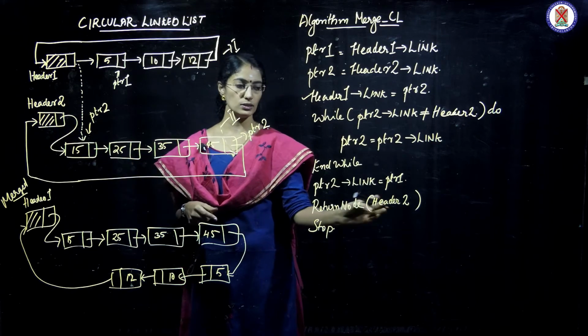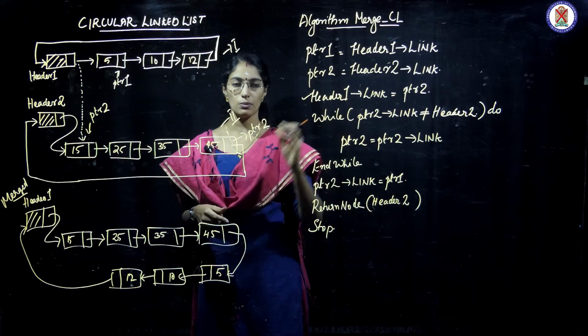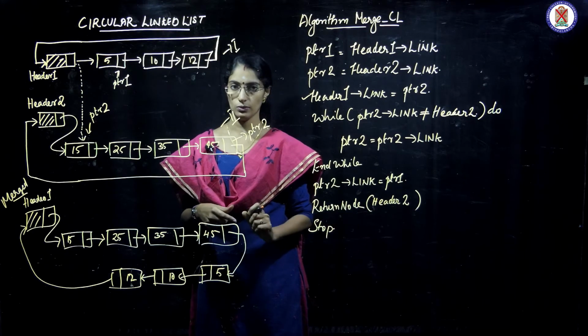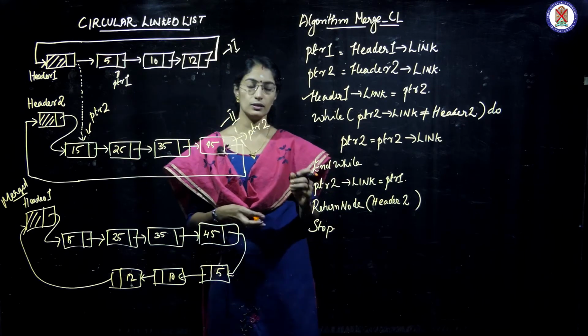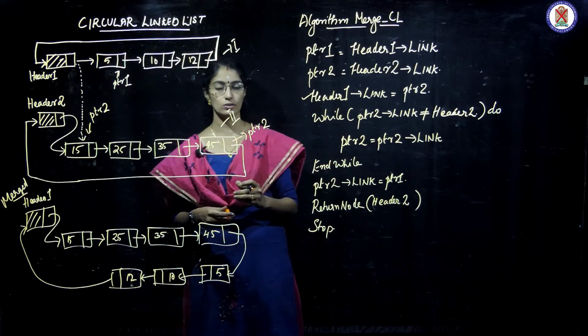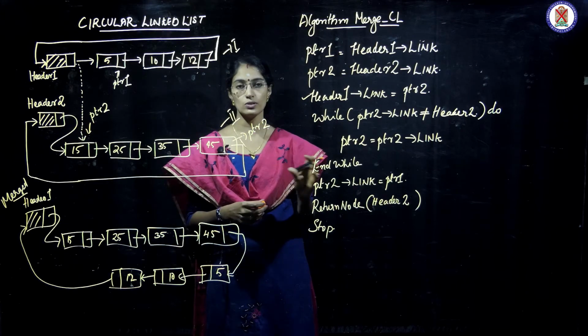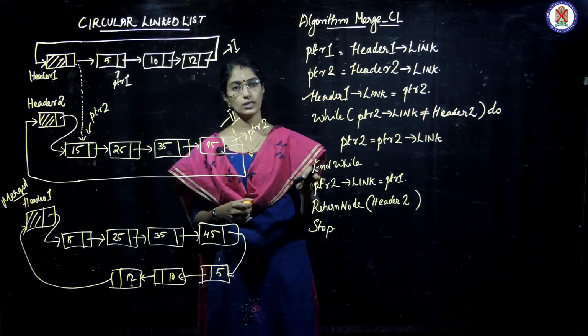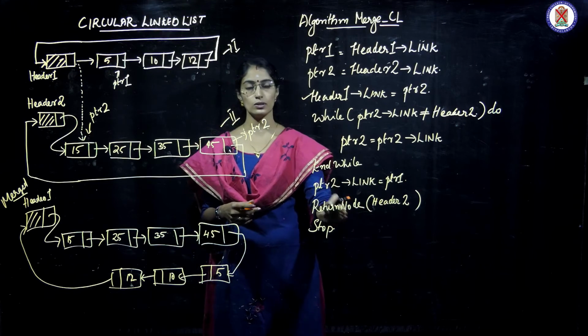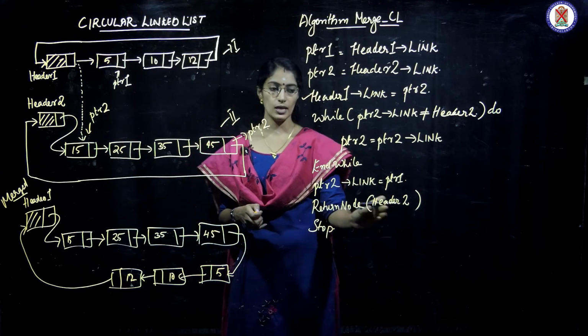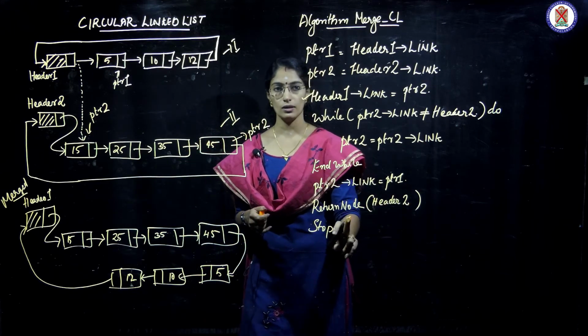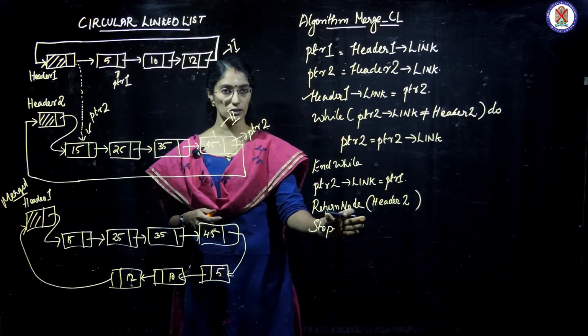So we return this header node to the memory bank using the return node algorithm. I have told you already in earlier algorithms that if you are not using a particular node, then you have to return that node to the memory bank using the return node algorithm. Naturally the header 2 node is returned to the memory bank using the return node algorithm.